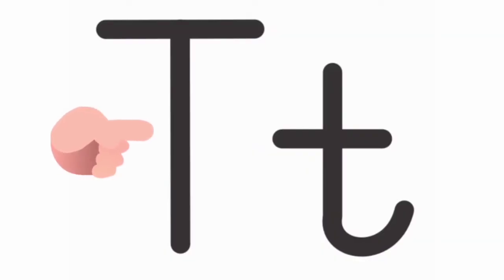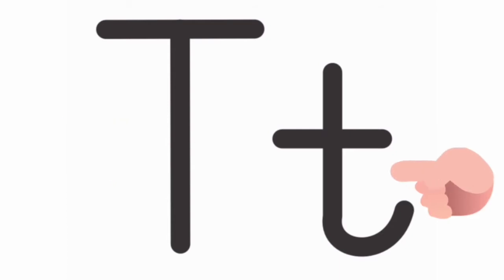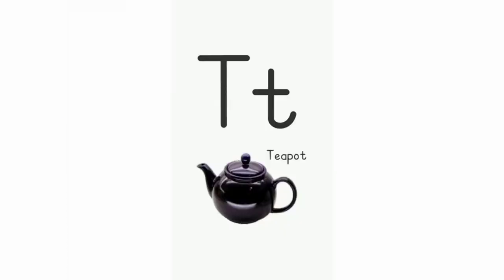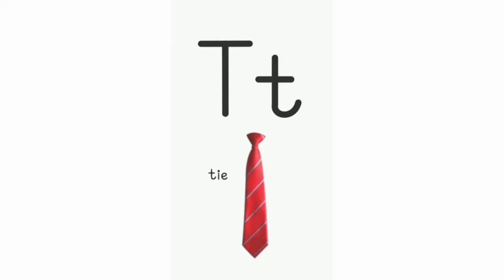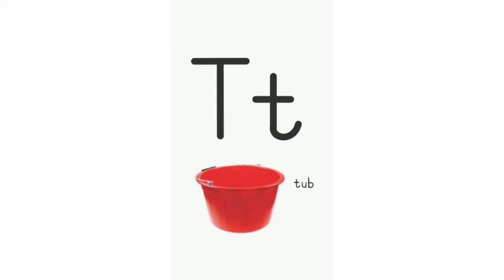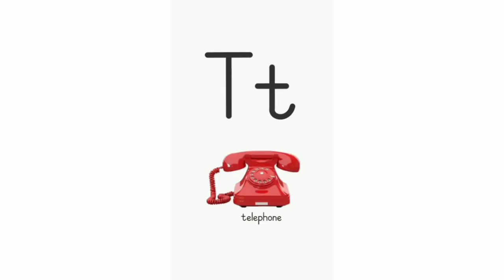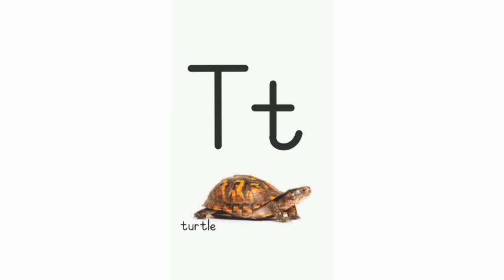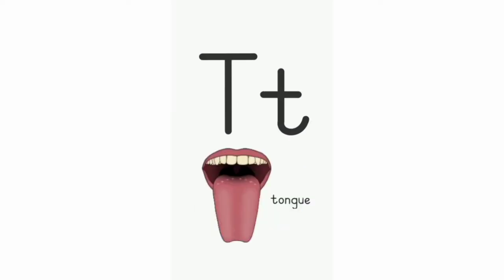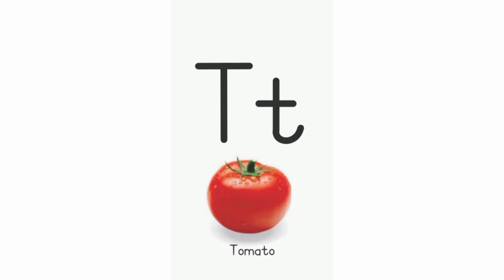Now let's see some pictures that start with alphabet T. Capital T, small t. T for teapot. T for tie. T for tub. T for table. T for telephone. T for tent. T for turtle. T for tongue. T for tomato.